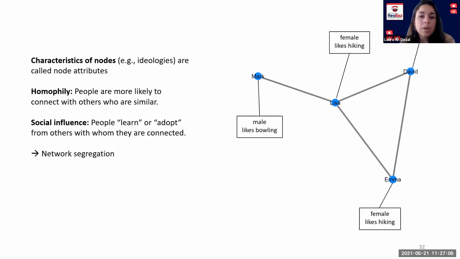And so in that sense, there's an idea of social influence, right? People learn or adopt from others with whom they're connected and might potentially connect even more or further with that community as they become more involved, or they can not like what's happening within that community and step away. And so this can snowball into segregating different parts of a network very, very easily and very fast.